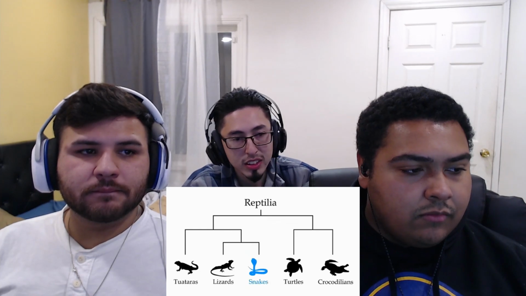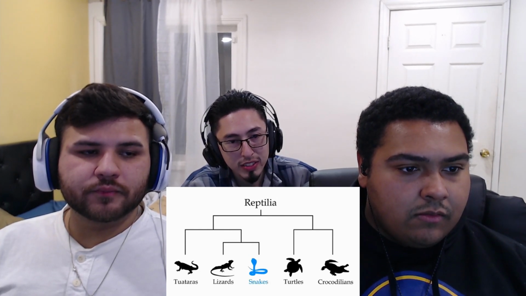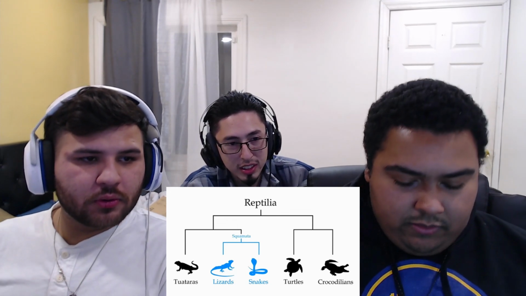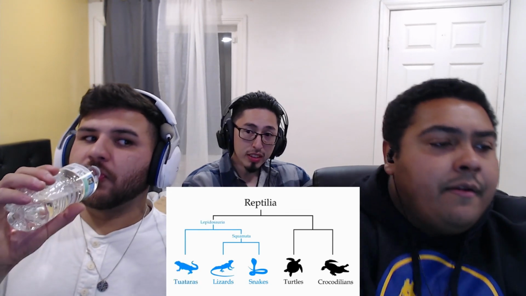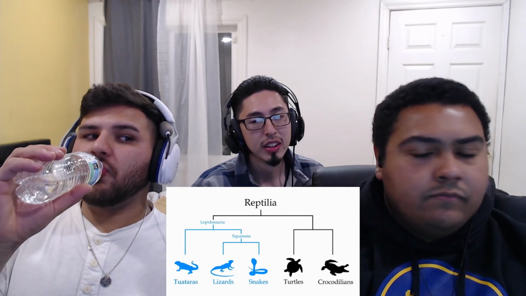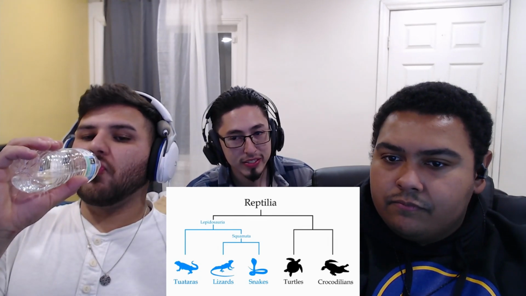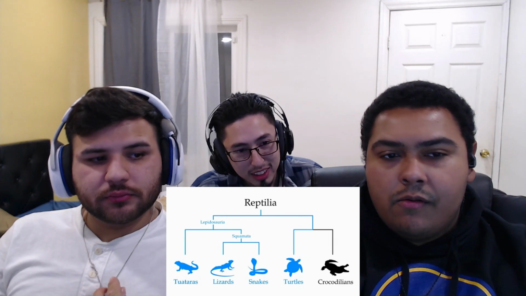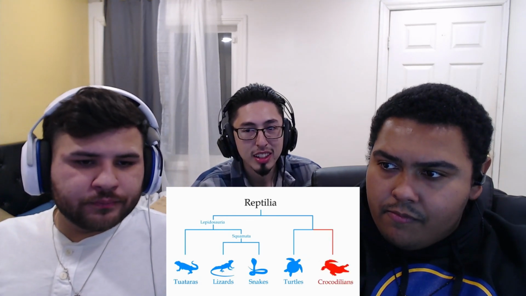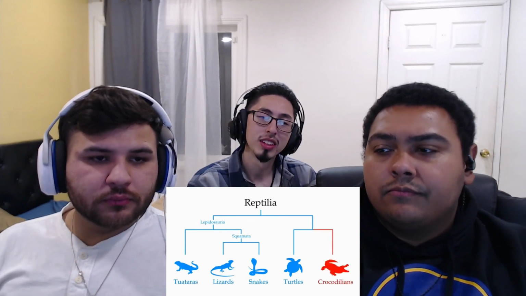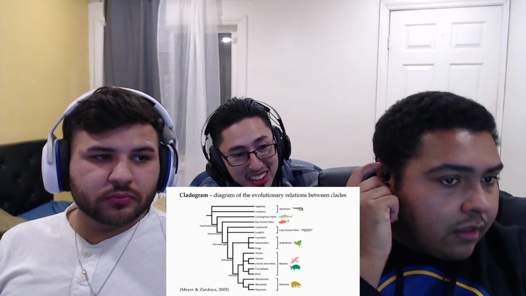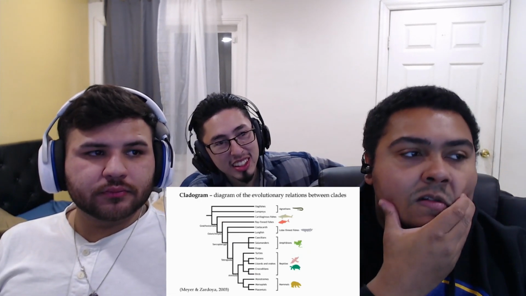For example, snakes form a clade of reptiles, but also form part of a larger clade along with lizards, a group known as the squamates. And in turn, squamates can be grouped together with tuataras under the even larger clade Lepidosauria. However, lepidosaurs and turtles do not form a single clade because not all the descendants of the last common ancestor are included. This visual representation of the relatedness of different clades is called a cladogram, or phylogenetic tree.